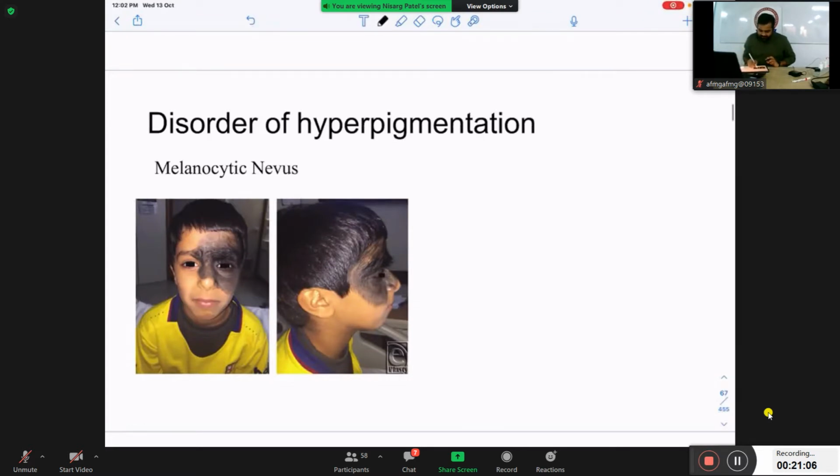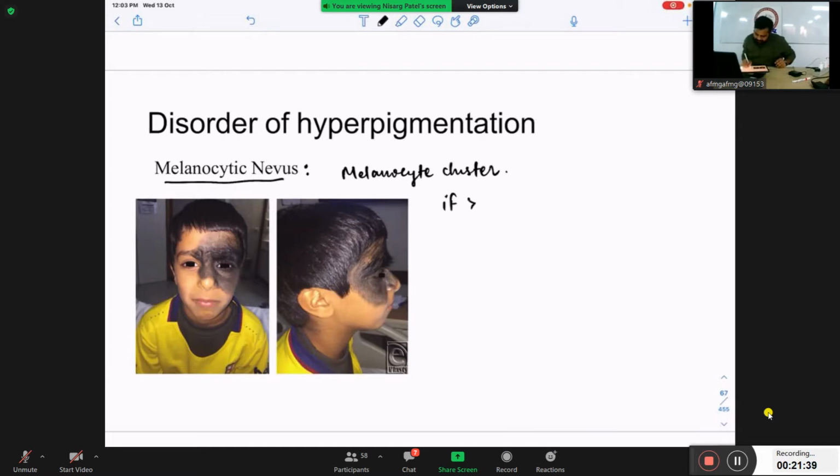And because of this, the side effect is, if this melanocyte cluster is very large, in a larger area, there is a risk that this patient can develop a melanoma. So remember this image-based question, they can ask you an image along with some MCQ points. So it is a melanocytic nevus. It is a melanocyte cluster.